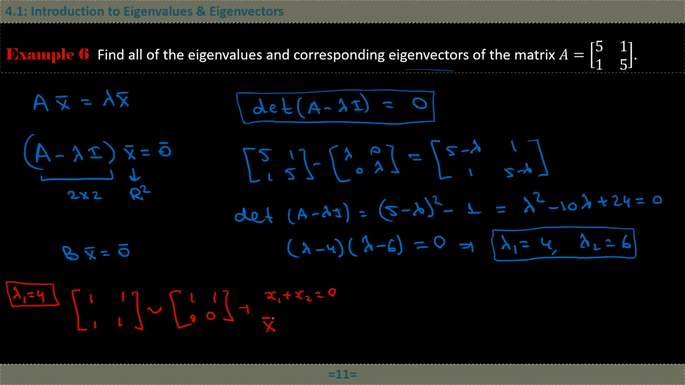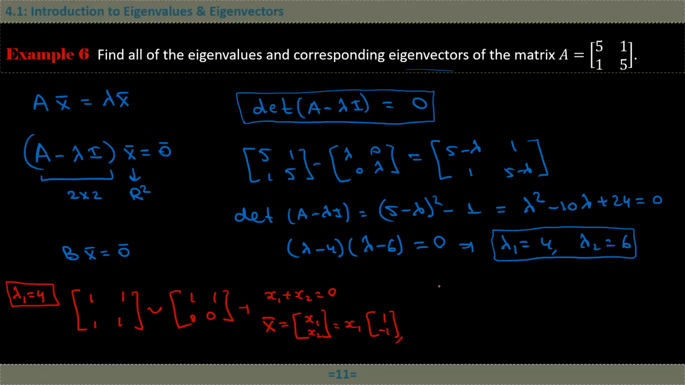Now, what is the eigenvector corresponding to this eigenvalue? So here we have x1, and here we have x2 equals minus x1. So it is x1 times the vector 1, minus 1.